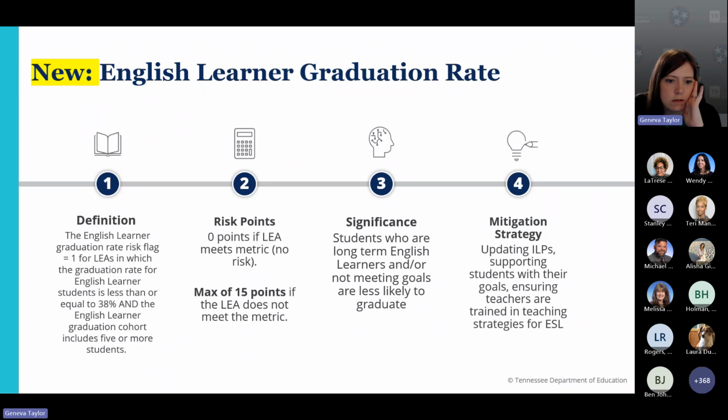If it's less, then we know that our English learners are not meeting their goals. They're less likely to graduate. So we want to make sure that we're very involved, and to mitigate that, we are supporting students with their goals. We are communicating not only with the ESL teacher, but with their general education teachers. We're communicating with their families, and we're supporting them through that graduation process.